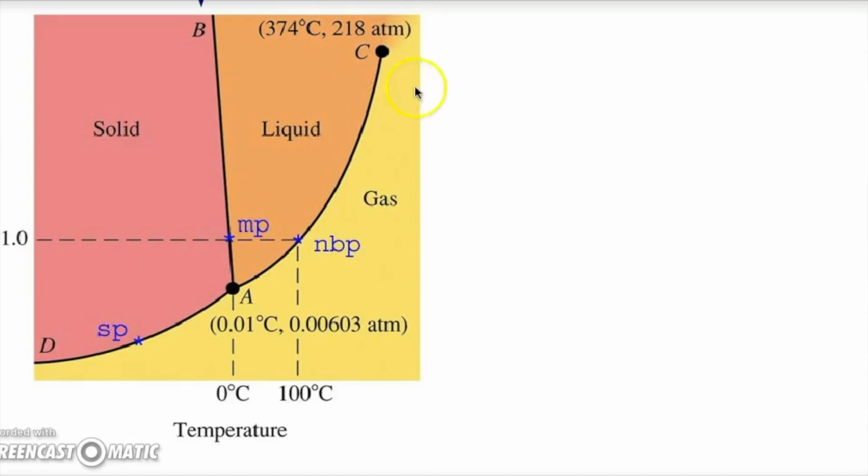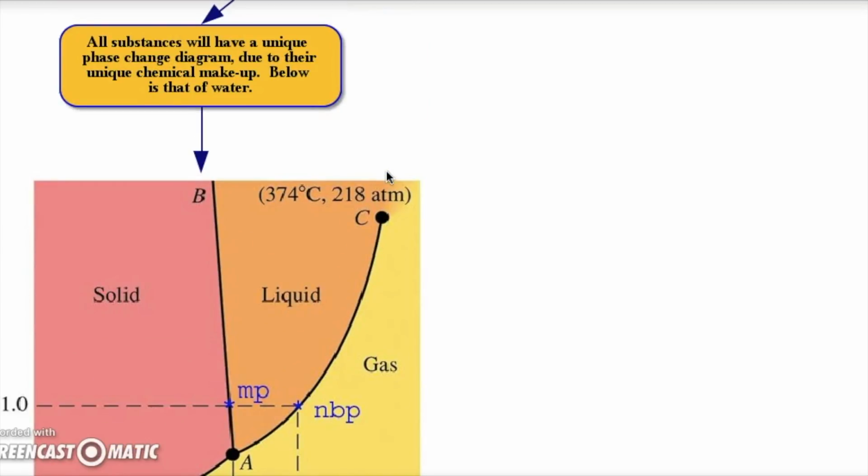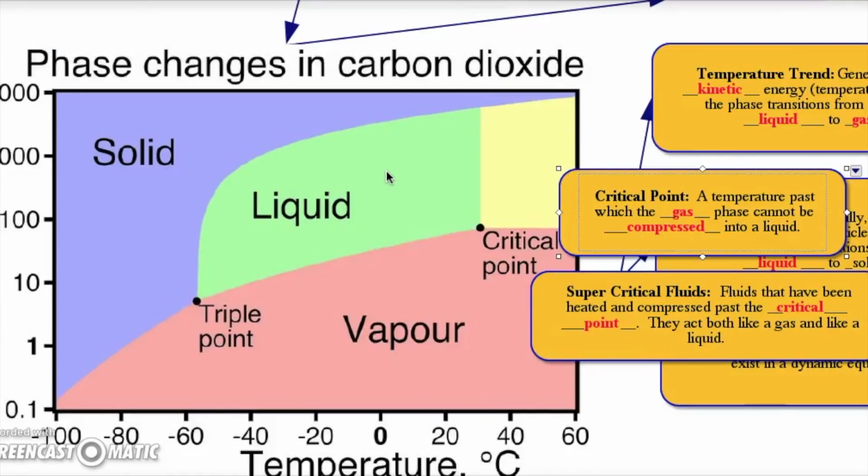So water's phase diagram is a little bit different because water is a different substance than carbon dioxide. And again, every substance will have its own phase change diagram.